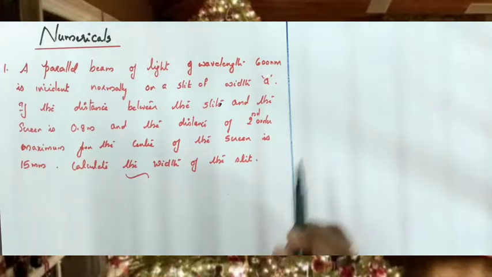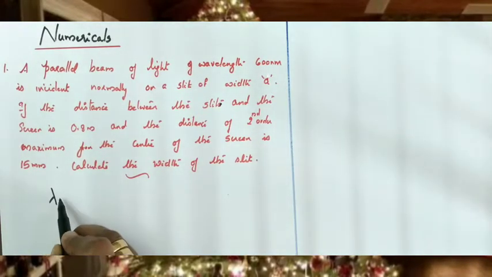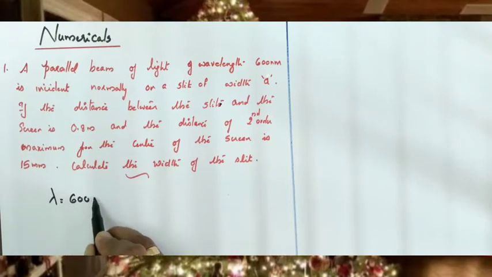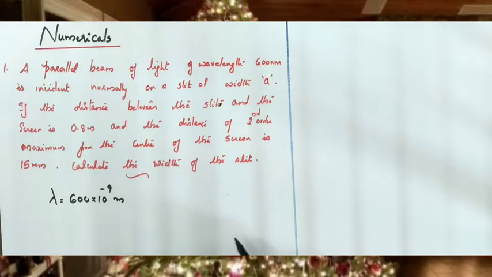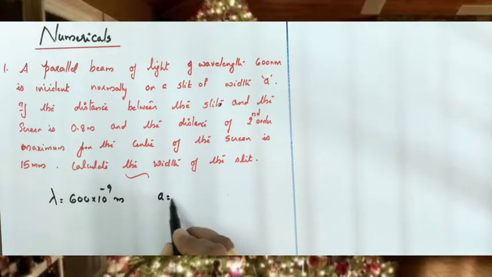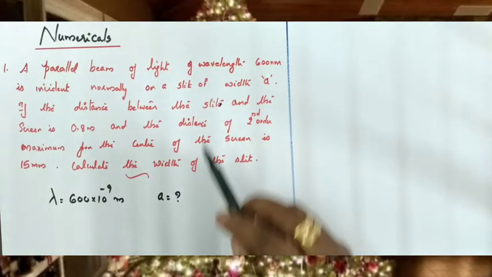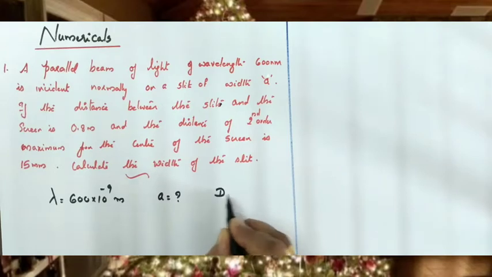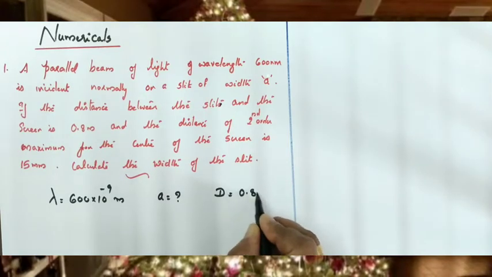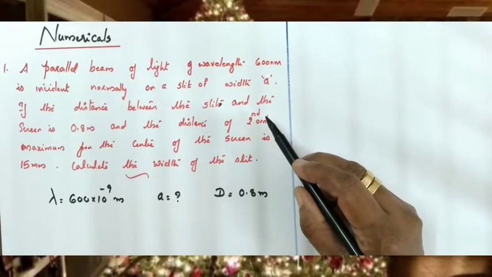So, what is given here? Wavelength lambda is equal to 600 nanometer, that is 600 into 10 raised to minus 9 meter. We have to find the width of the slit. The width of the slit is represented by a, which is equal to question mark. The distance between the slit and the screen is represented by capital D, 0.8 meter. The distance of the second order maximum from the center.